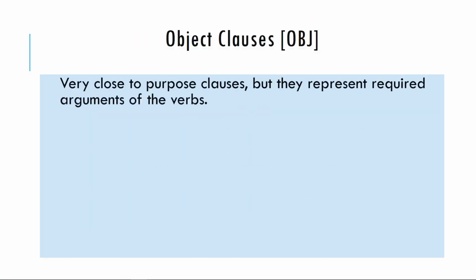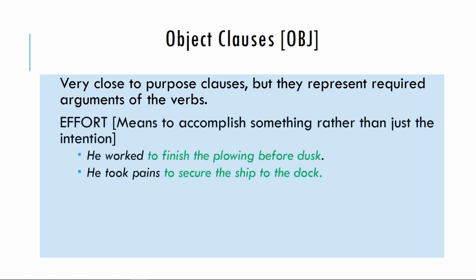Object clauses are just that. They serve as the object of verbs. Some verbs, instead of requiring an accusative direct object, require a subordinate clause as the direct object. And that is their argument. And these are usually broken into two main types, what we call verbs of effort, when you have to accomplish something. So he worked in order to finish the plowing. He worked to finish the plowing.